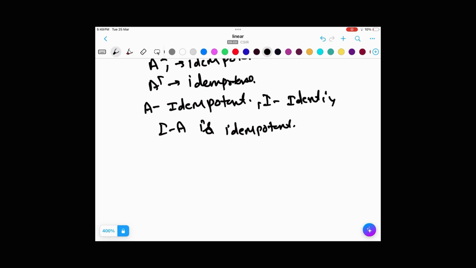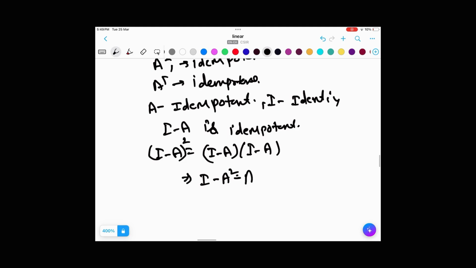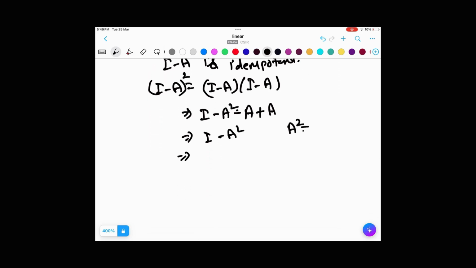We prove this. (I minus A) whole square equals (I minus A) into (I minus A). This is I square minus A minus A plus A square. This equals I minus 2A plus A square. Since A is an idempotent matrix, A square equals A. So this equals I minus A. So clearly this equals I minus A, so this is an idempotent matrix.